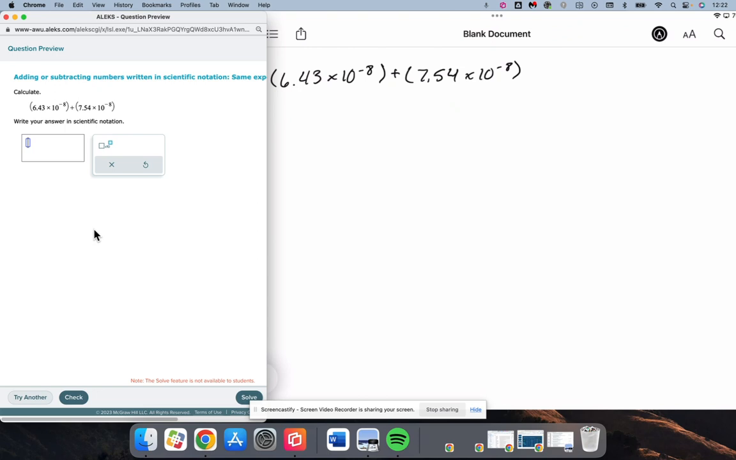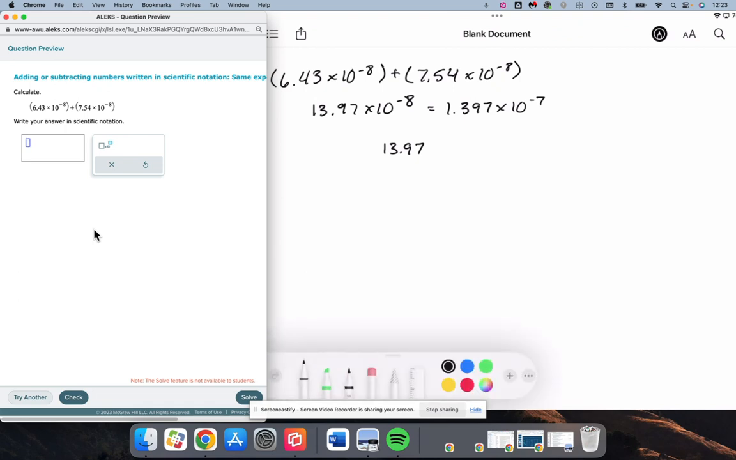So that's going to give us 13.97 times 10 to the negative 8. Now, we need to recognize, as we've had before, that that is not correct scientific notation. We need only one number in front of the decimal. I believe that that's going to be equivalent to 1.397 times 10 to the negative 7, but I'm going to have to write it in standard form and then put it back in scientific notation form just to check. So we're going to go for it.